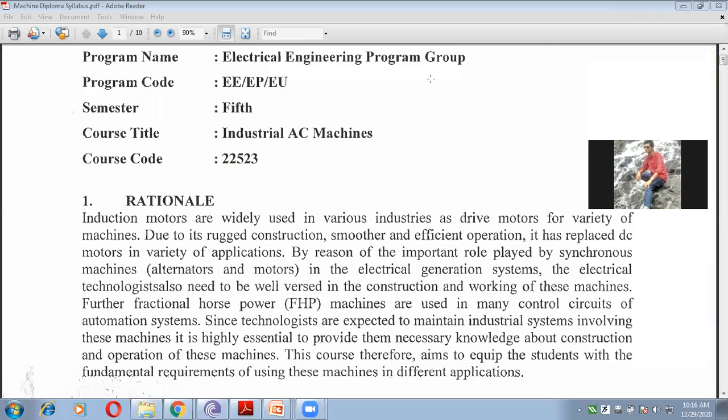So as per the syllabus scheme, this subject has 100 marks.